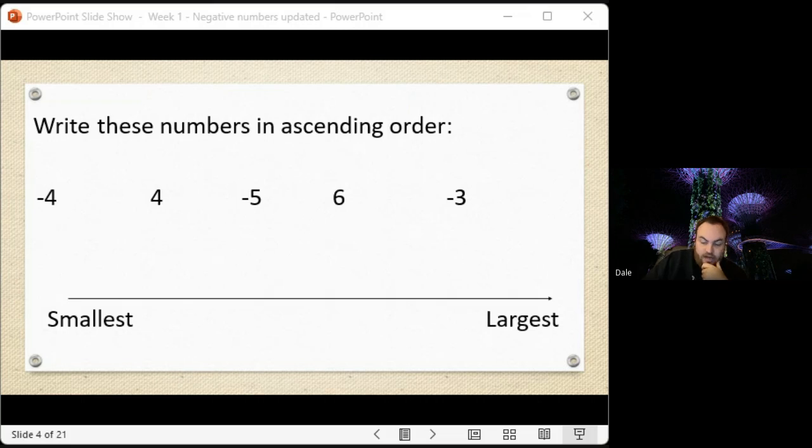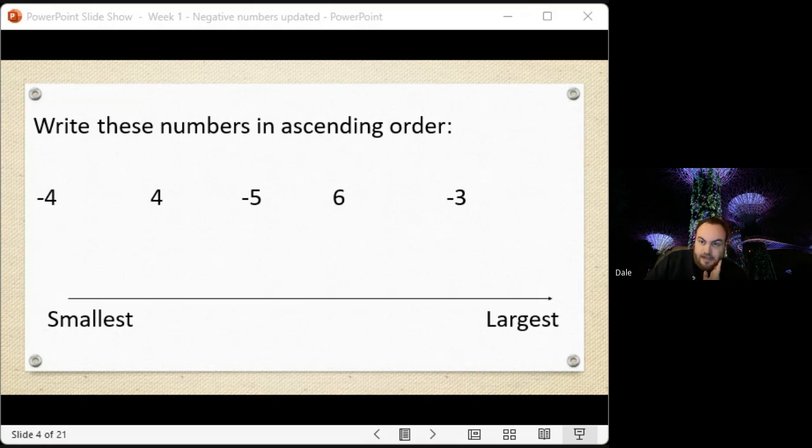Oh, let's have a look. Asma's had a guess. She's put -3. Oh, Asma, I think you've put your minus sign after your number, which is why I'm a little bit confused. If you see on the screen, the minus sign goes before the number.